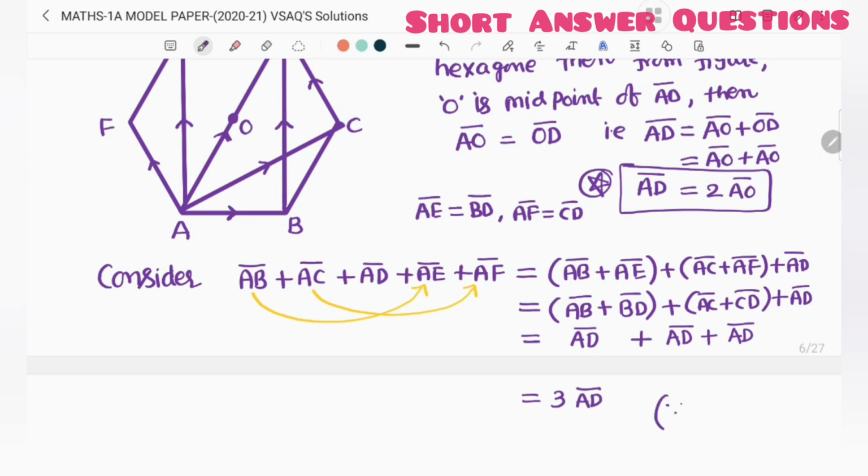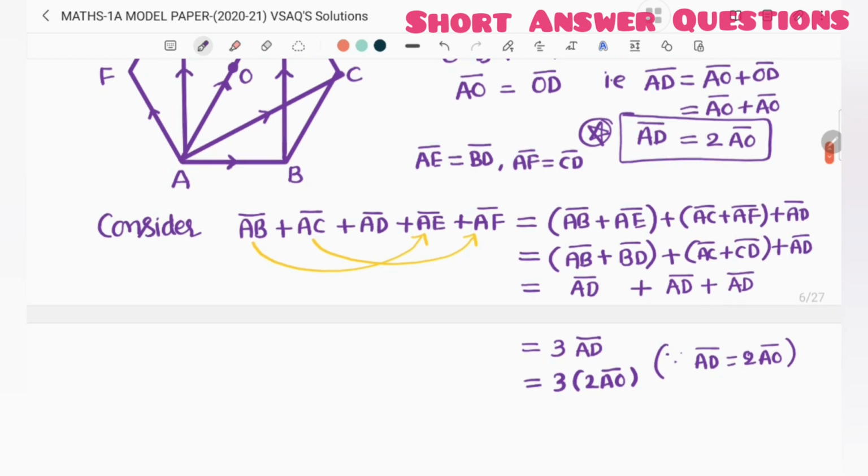Since I kept a star mark here, AD bar is equal to 2 times AO bar. That is equal to 3 into 2 AO bar. So that is also equal to 6 AO bar. This is the required RHS. This is LHS.